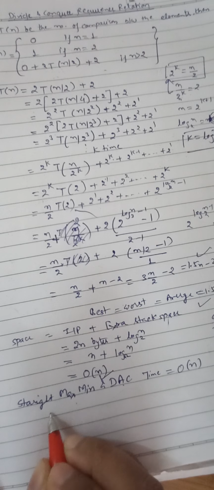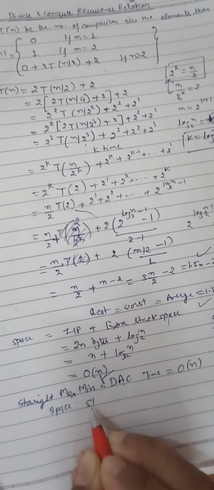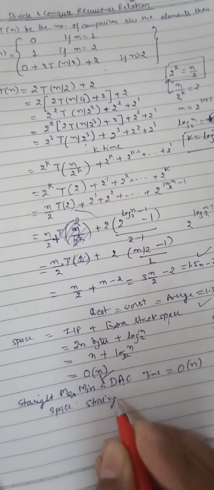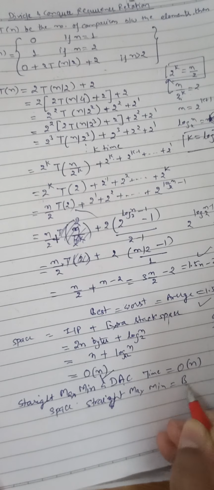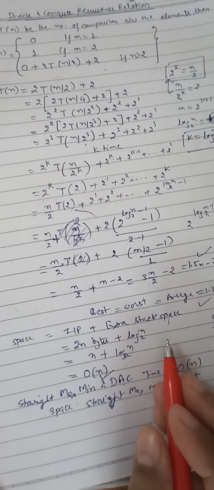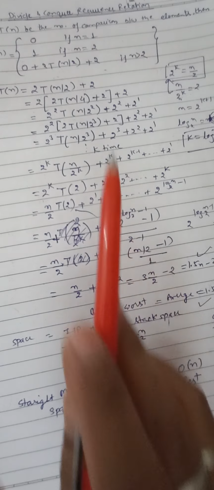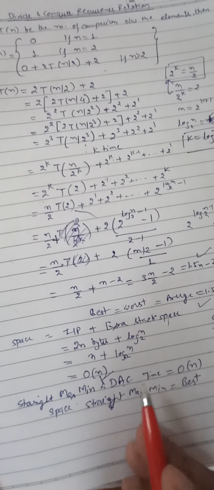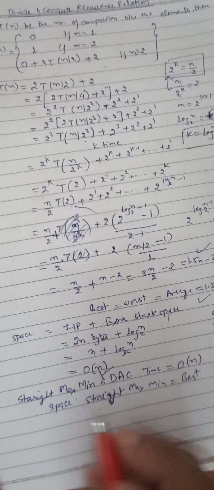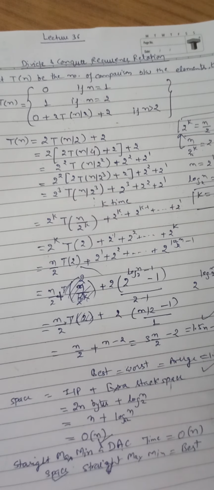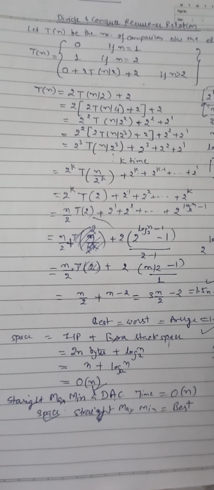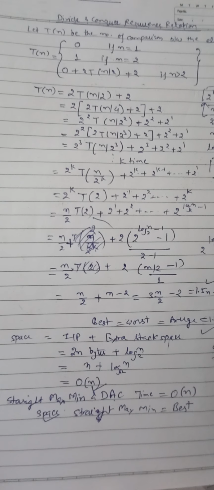And in the case of space complexity, straight max min is best because it is taking less space as compared to the divide and conquer method. So straight max min is best in the case of space complexity. So these are all about the comparison between divide and conquer and straight max min in respect of time complexity and in respect of space complexity.